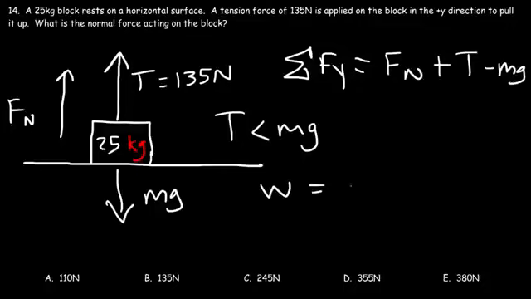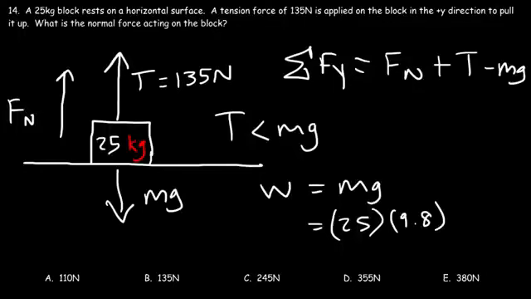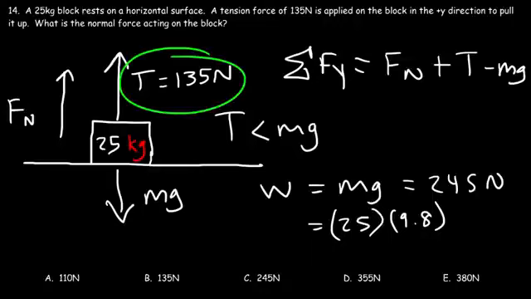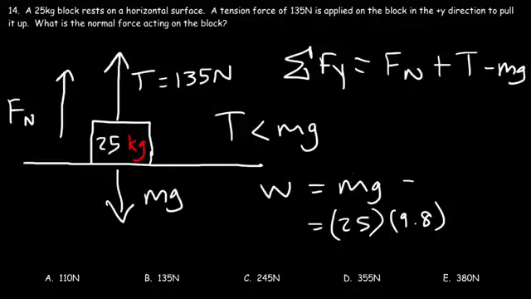The weight is mg. It's the mass, which is 25, times the gravitational acceleration of 9.8 meters per second squared. So 25 times 9.8 is 245 newtons. So notice that the tension force is less than the weight force. So there is a normal force in this problem. So let's go ahead and calculate that normal force.